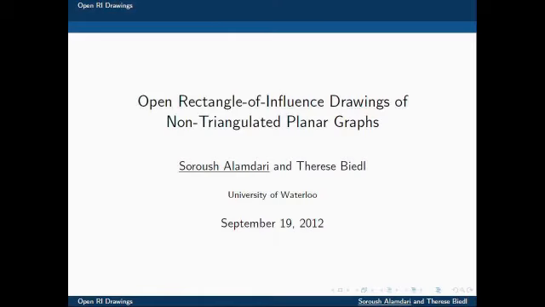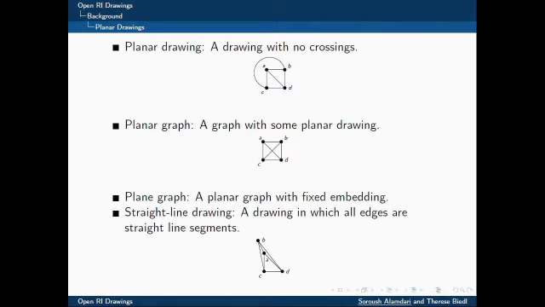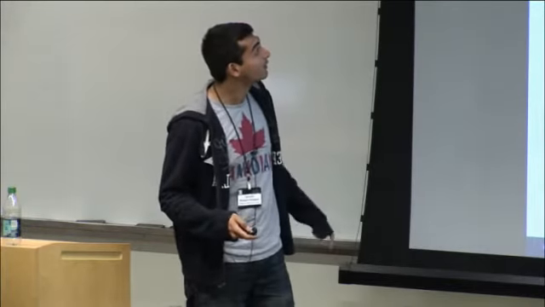I'm Soraj Alamdari. This is work with Biedl about rectangle of influence drawings. I will get to what they are in a second. So just a review of the basics. A planar drawing is a drawing with no crossing. A planar graph is a graph that has some planar drawing, and a plane graph is a planar graph with a fixed embedding. A straight line drawing is a drawing in which all edges are straight line segments. So, hopefully we know this.